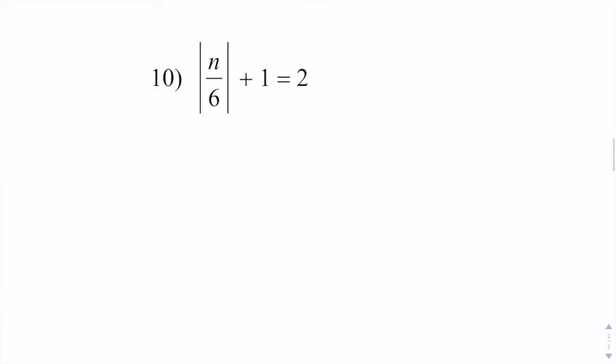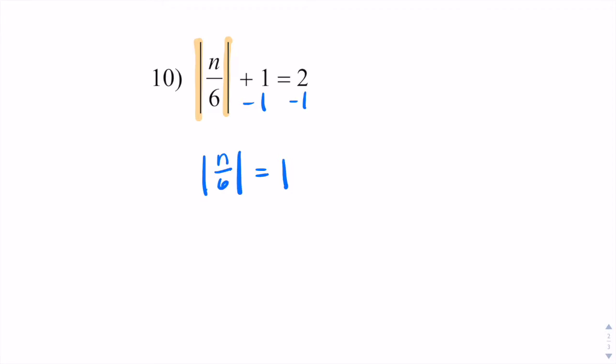So for number 10, again, I'm going to do the same thing. Notice that I have the absolute value of n divided by 6, but then I'm adding 1. Since this 1 is on the outside, I cannot do some type of operation inside. So what I need to do is use inverse operation. I'm going to subtract the 1 from both sides, and that then isolates the absolute value. So the absolute value of n divided by 6 is going to equal 1.